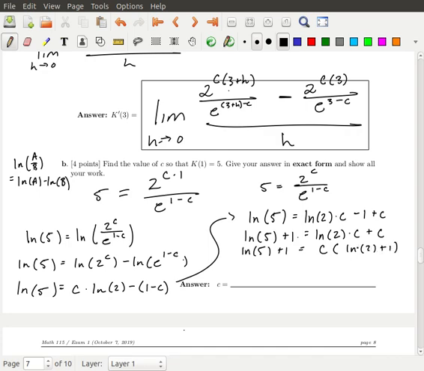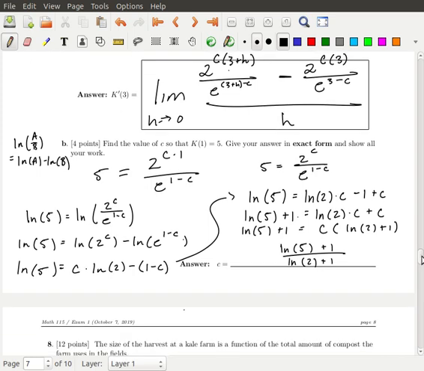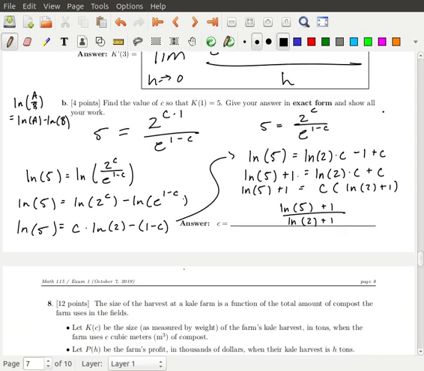And then I'll divide by ln of 2 plus 1. So c equals ln of 5 plus 1 over ln of 2 plus 1. Definitely there's a chance I made a small algebra mistake in there, but it looks right for me right now. This is the kind of work they're looking for, by the way. Show all of your work.